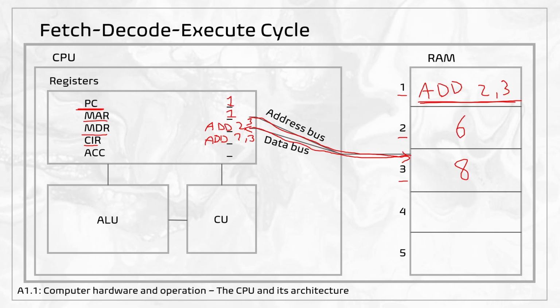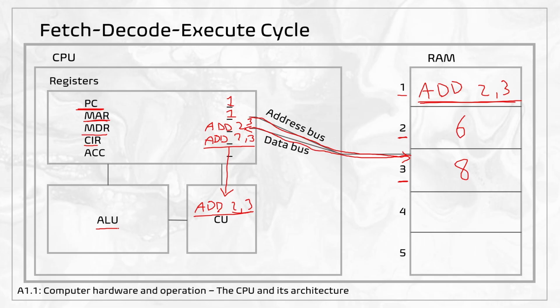But now we need to decode this instruction, because so far the CPU has no idea what add 2, 3 actually means. So how is this instruction decoded? Well, this instruction is sent to the control unit. So the control unit has add 2, 3. Now, one function of the control unit is to decode instructions and understand what they're saying. So here, the CU now understands that these 2 memory locations need to be added together by, let's say, the arithmetic and logic unit.